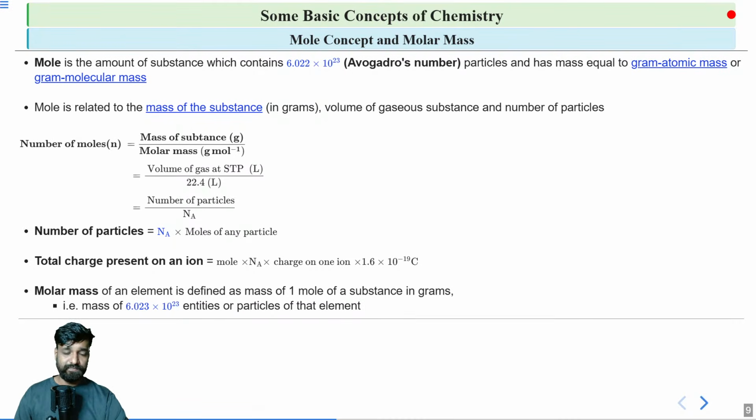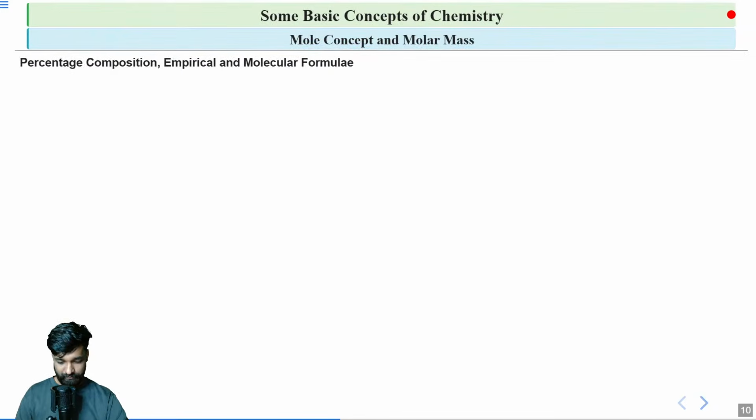Now moving on further. Next we have the second important topic. So first we have covered the mole concept. The second thing is percentage composition, empirical formula and molecular formula. Let's see how we can define these things.